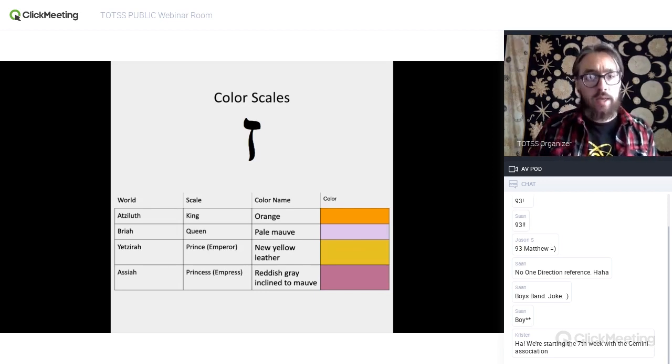And again, the Prince scale colors, as we talked about, is more or less a blending of the King and Queen scale colors, and you can see how that is sort of true here. The pale mauve would turn the orange a little bit lighter and make it a little bit browner as well, but it's not exactly a mixture. And in our Princess scale, we have reddish gray inclined to mauve.